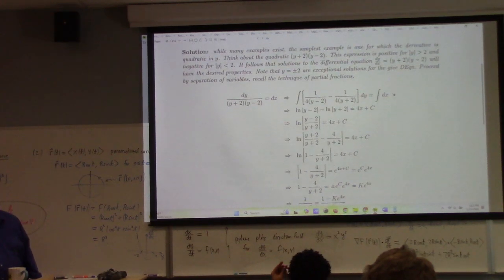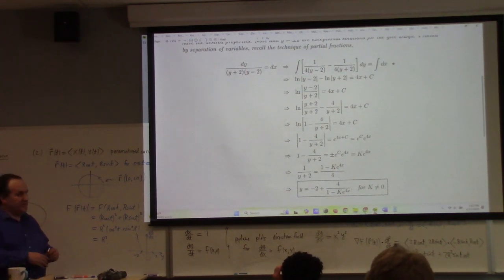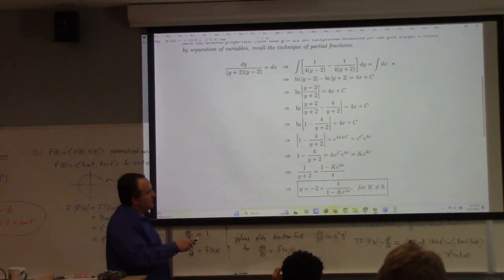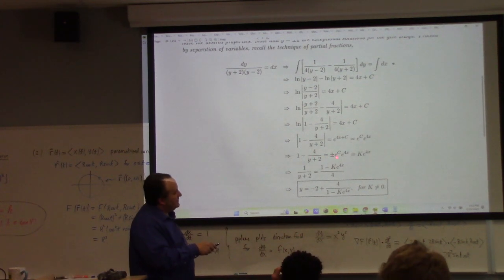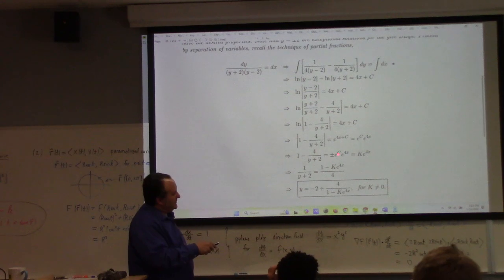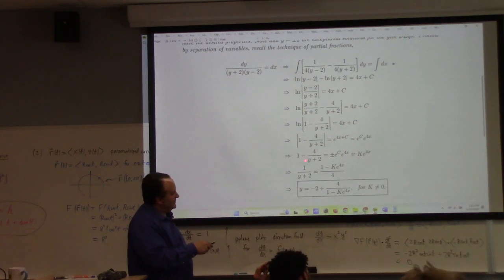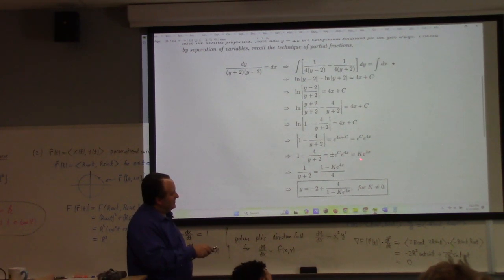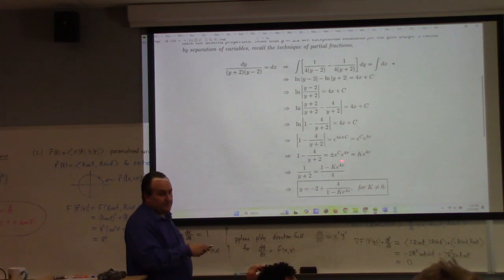Right, exponentiate both sides, which gets me to plus or minus e to the c, e to the 4x, which we can just write as a big constant k times e to the 4x equal to this. Then if I isolate the 1 over y plus 2, I get this, dividing by 4 and subtracting 1 to the other side. I think I multiply by minus 1 after that. Anyway, so I get this, and then reciprocate and subtract 2, and voila, there are your solutions.